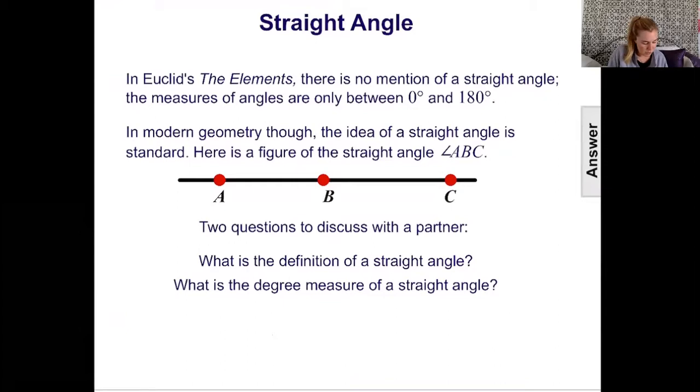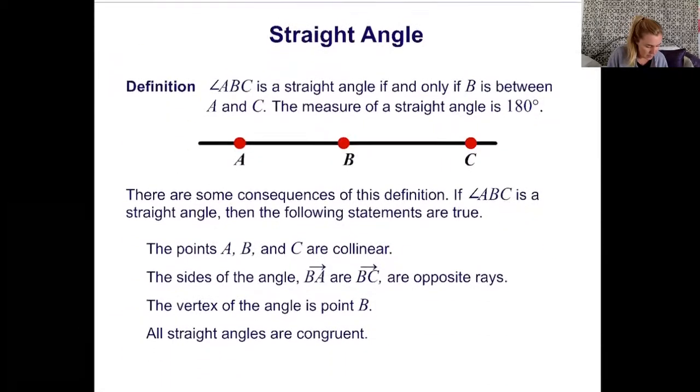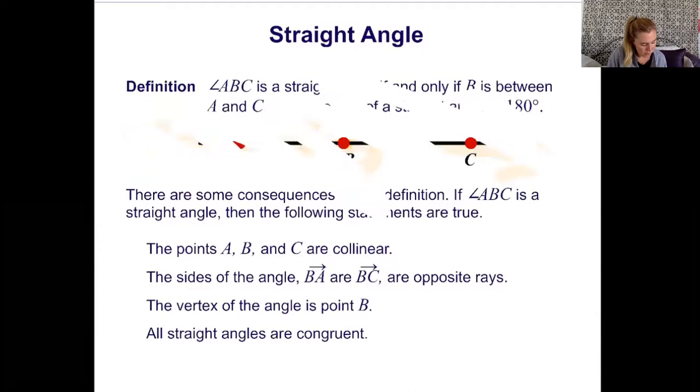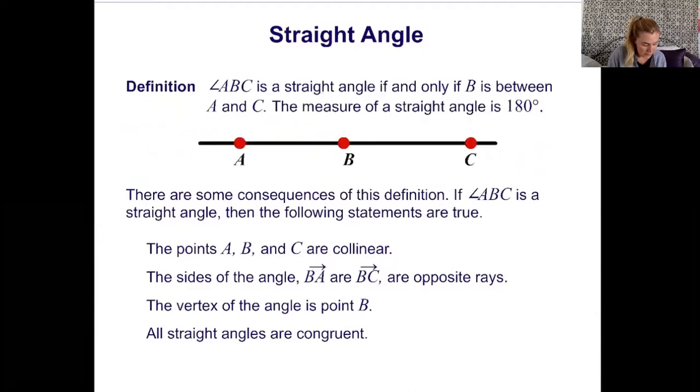Okay, characteristics of straight angles. The first thing is that there are two opposite rays, in this case going this way, and the vertex of B is going to be in the middle. We also know that all straight angles are congruent. And all of the points on a straight angle are going to be collinear, because a straight angle is a straight line, and collinear has the word line in it. So that just makes sense.